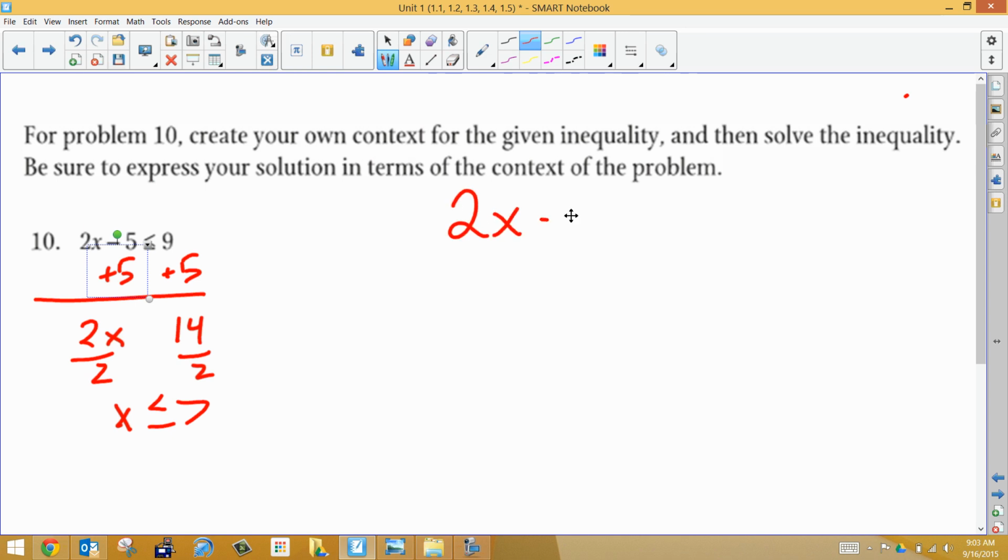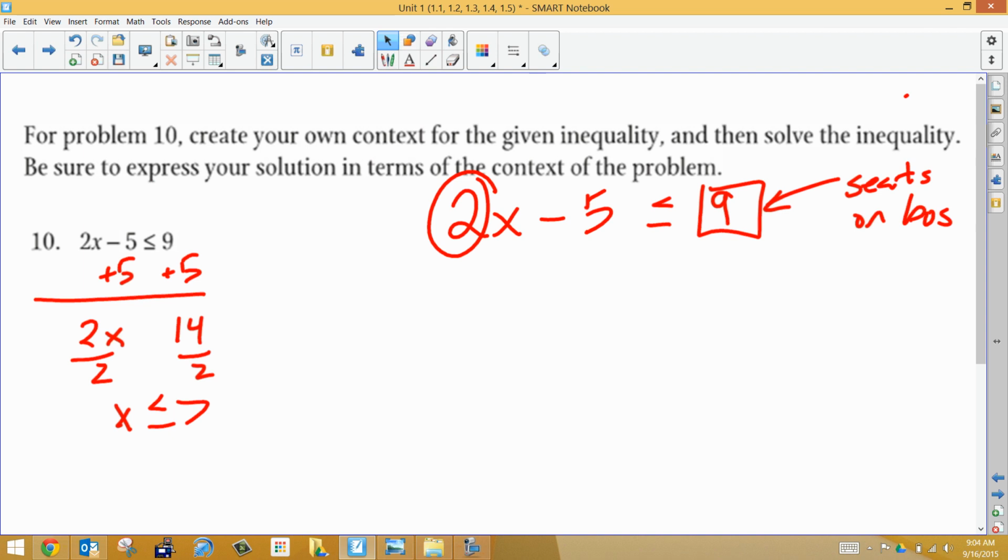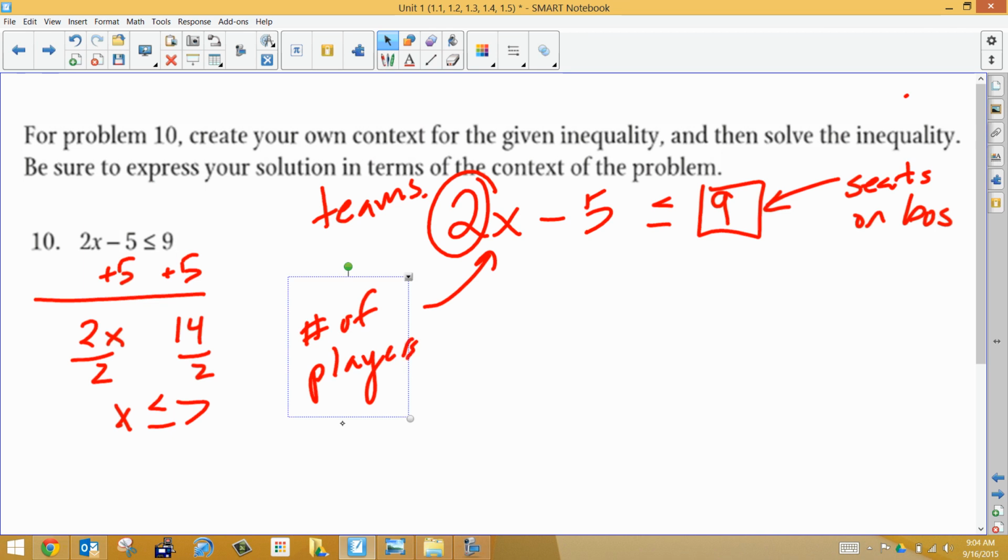So we have 2x minus 5 less than or equal to 9. I'm going to see 9 as my constraint. This is how much space is on the bus. This is seats on the bus. This coefficient is the number of teams. Okay. X, if I define the variable, is the number of players on each team. So I'm coaching soccer right now, so how big can each team be?